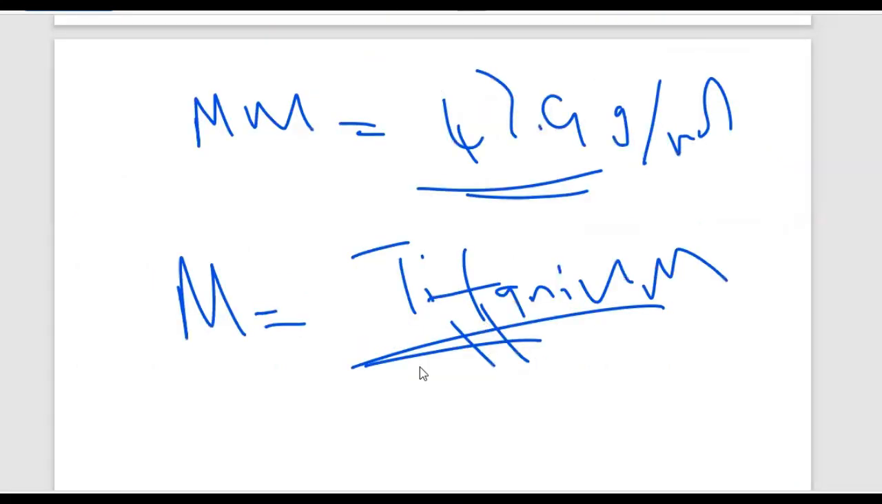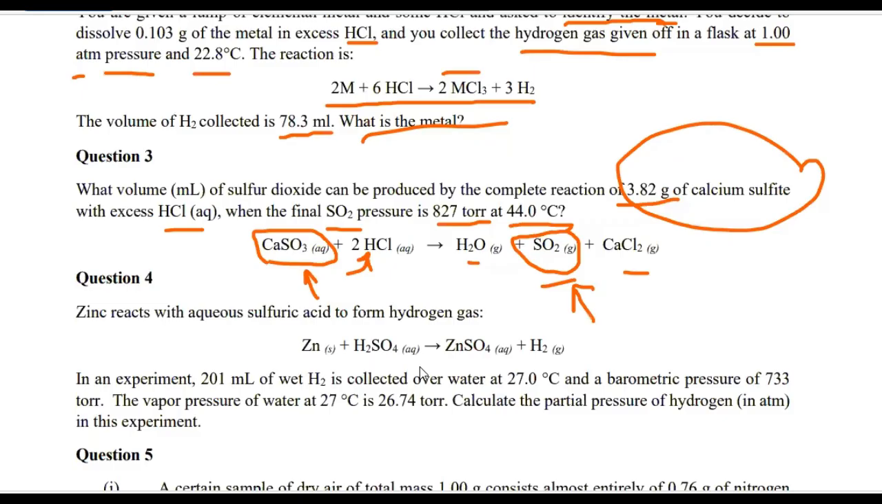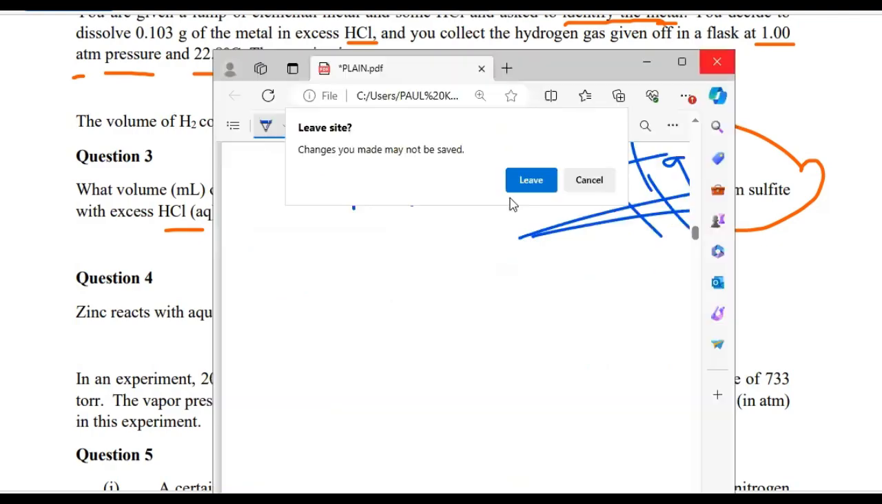So let's find. So there, my screen has disappeared.